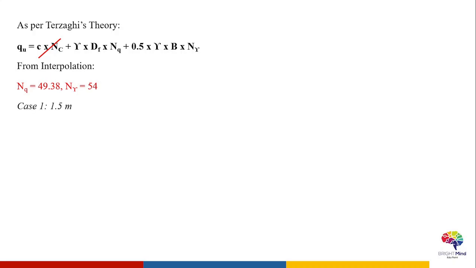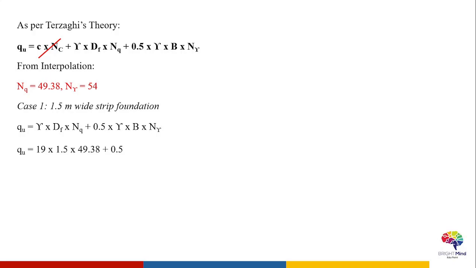Now we'll consider the first case in which a strip footing is constructed over a sandy soil. So we'll make use of the equation, that is qu is equals to gamma into Df into Nq plus 0.5 into gamma into B into N gamma. We'll substitute the values accordingly, and on solving we'll get the value of ultimate bearing capacity as 2176.83 kilonewton per meter square.